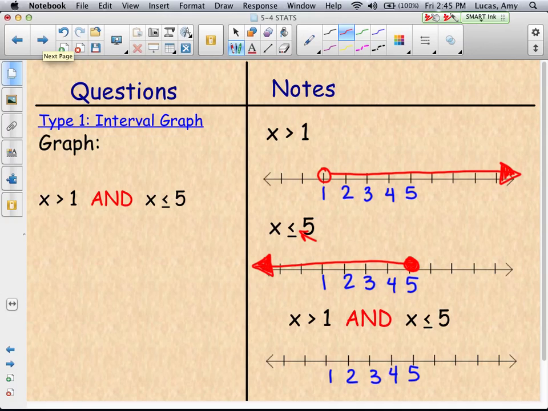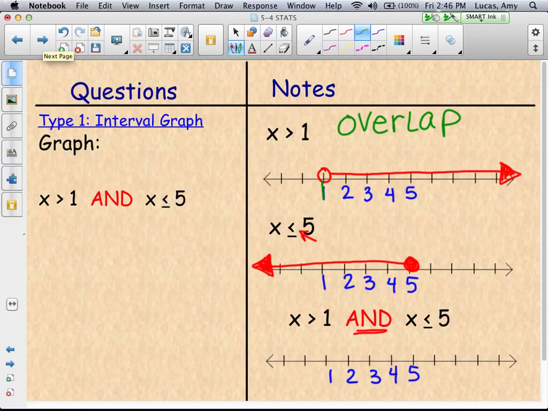Now, the compound inequality that combines these two inequalities together has the word and separating it. So I need to know what numbers would meet the criteria that they are on my first ray and my second ray. So I am looking for where my rays overlap. That's what I'm looking for. What do they have in common?